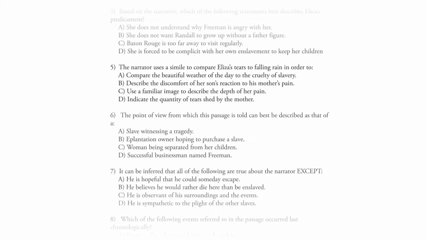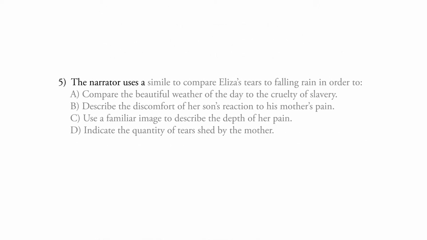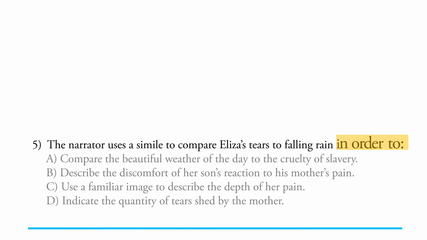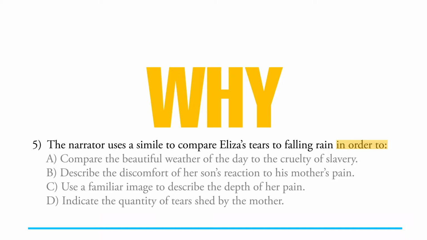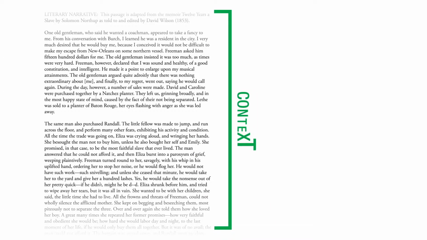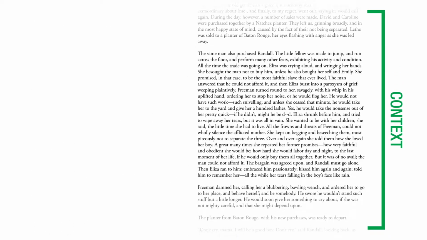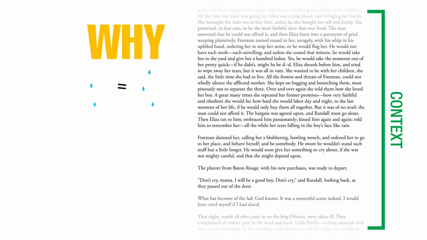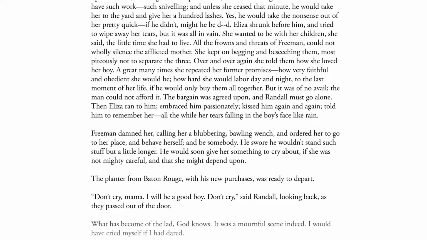To number 5. The narrator uses a simile to compare Eliza's tears to falling rain in order to... So this is an inference question. It is asking you to explain why the author compares Eliza's tears to falling rain. Not what does the author say, but what does it mean? If you need to go back to the passage to get some context, then make sure that when you're reading the excerpt, you're asking yourself, why does the author use this comparison? All right, let's go back to the passage.